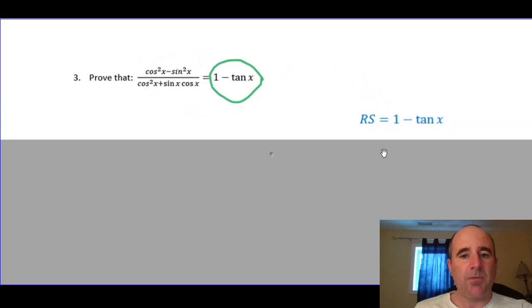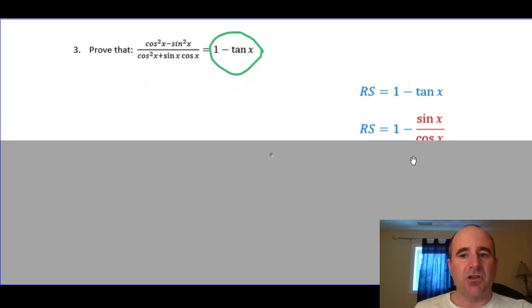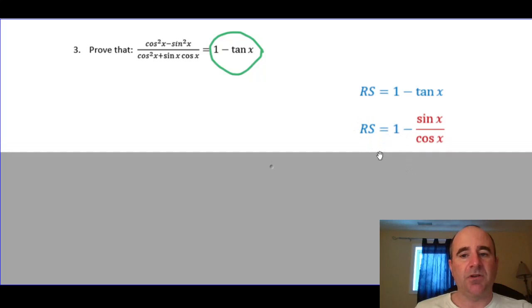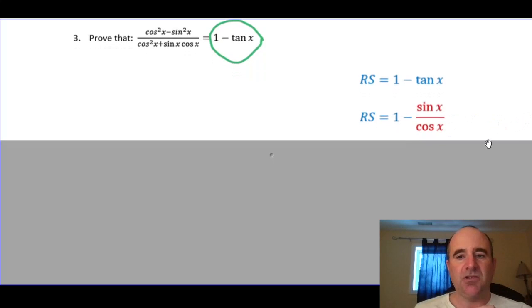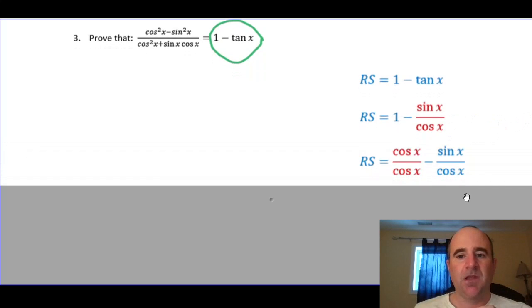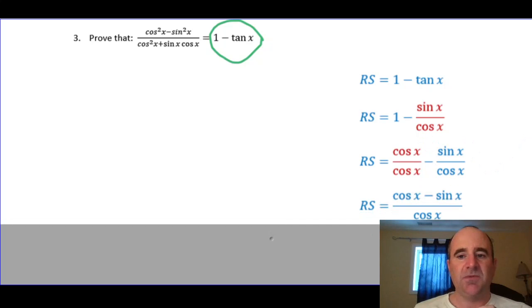So the right side is 1 minus tan x, which I'm going to replace with 1 minus sine x over cos x. This expression is actually not simplified. In math, we simplify by adding, subtracting, multiplying, or dividing, whatever's possible. And I can actually subtract these two expressions from each other and make it into one rational expression. Okay, it's cos x over cos x minus sine over cos x, which gives me cos x minus sine x all divided by cos x.